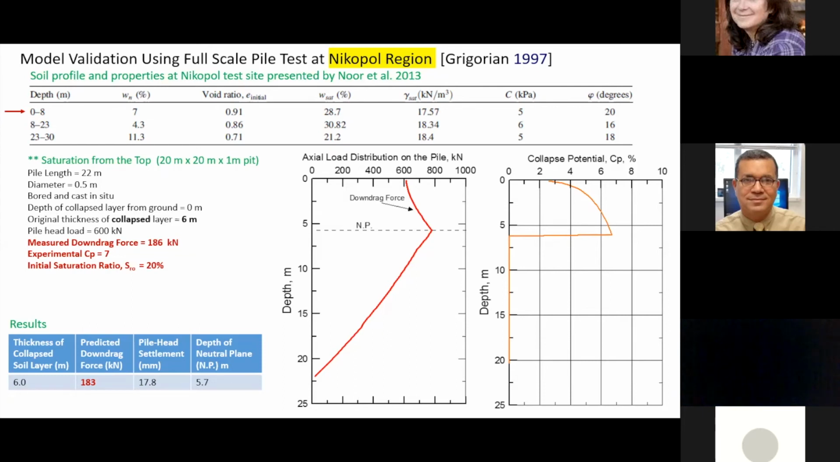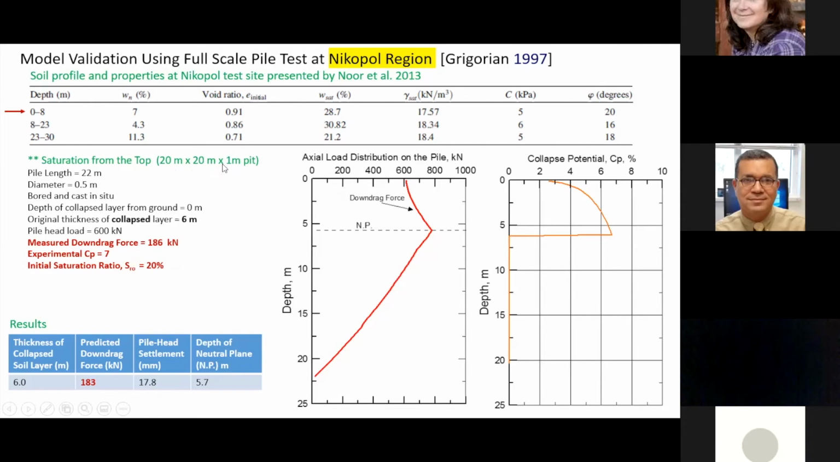If you have flood or source of surface water, in this case, you are inundating the soil from the top down. This one, they use a very nice way to inundate the upper 6 meters of the soil. They have a pit 20 meters by 20 meters around the pile and depth 1 meter. And they kept the water with a height 0.5 meter in that pit for 2.5 months.